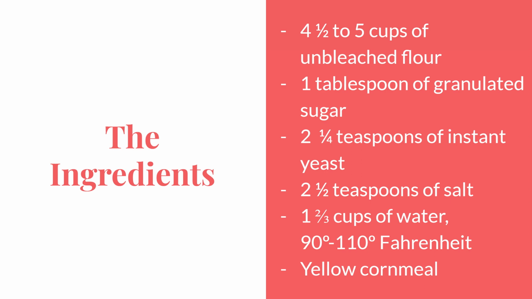These are the ingredients of the recipe that we'll be using for our experiment. To start, you need 4.5 to 5 cups of unbleached flour, 1 tablespoon of granulated sugar, 2 1/4 teaspoons of instant yeast, 2.5 teaspoons of salt, 1 2/3 cup of water, 90 to 110 Fahrenheit, and yellow cornmeal. However, the 2.5 teaspoons of salt will vary between the two variables.